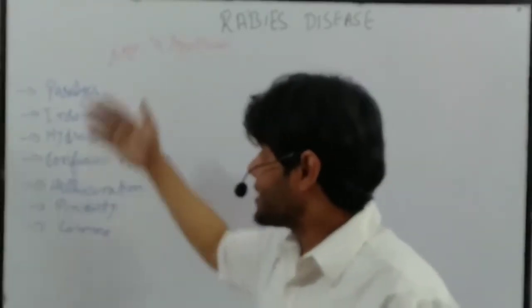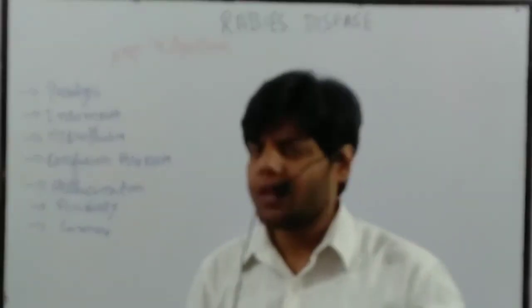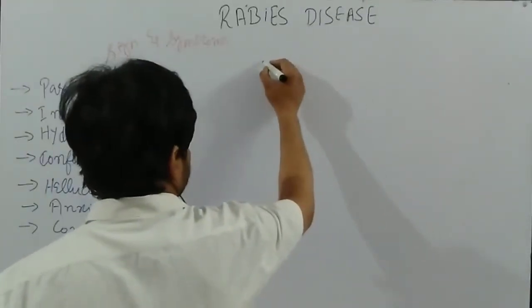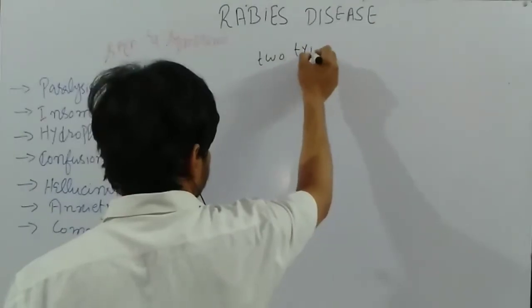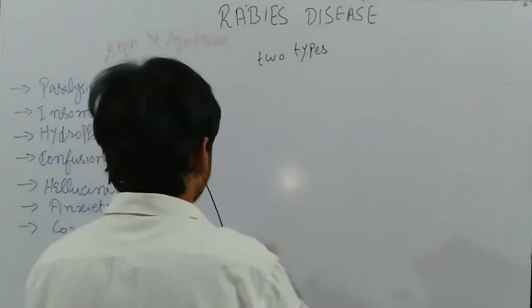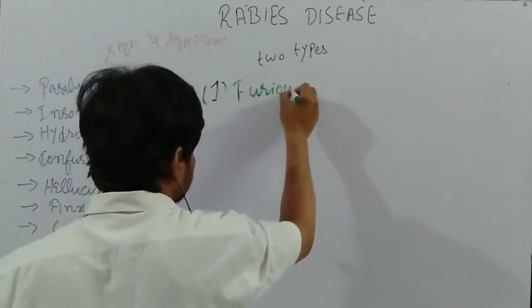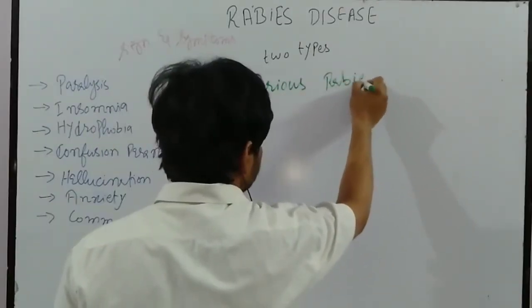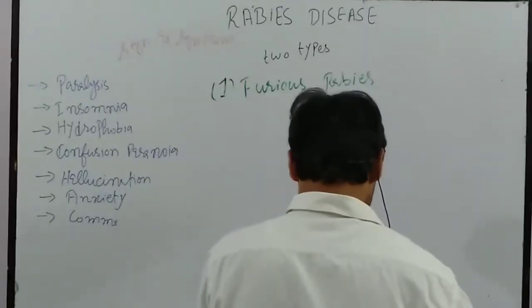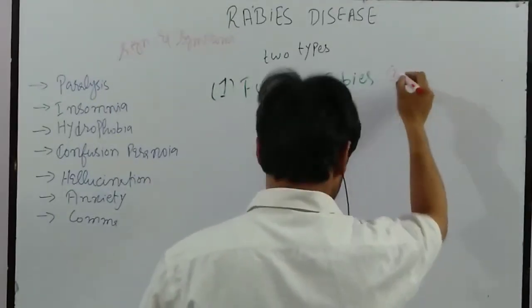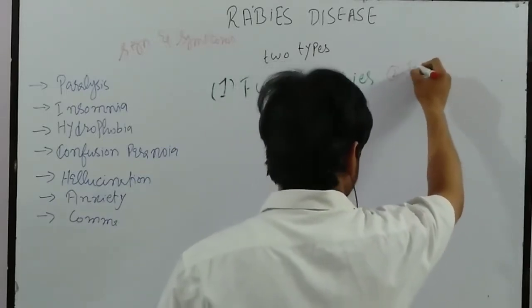These are the main signs and symptoms of the rabies virus. Although there are some others, these are the main ones. If we talk about the types of the rabies virus, there are usually two types, and according to them we have the signs and symptoms. The first type we call furious rabies. The second we call paralytic rabies.